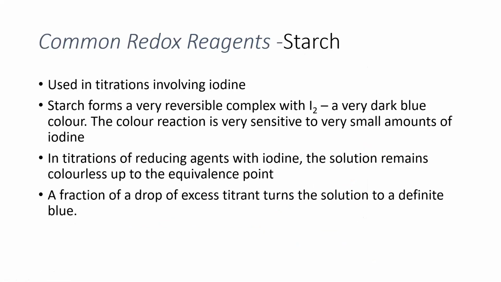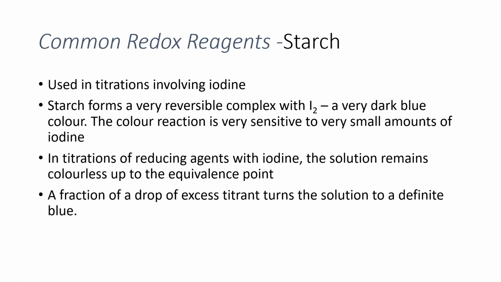So we want to look at common redox reagents, and a very common one is starch. Starch is just your cellulose, just like the starch you use in your laundry or that is consumed as food. And we use it for titrations that involve iodine. And how is this possible? It is because starch forms a very reversible complex with iodine. It will form a very dark blue color, and this color reaction is very sensitive to small amounts of iodine.